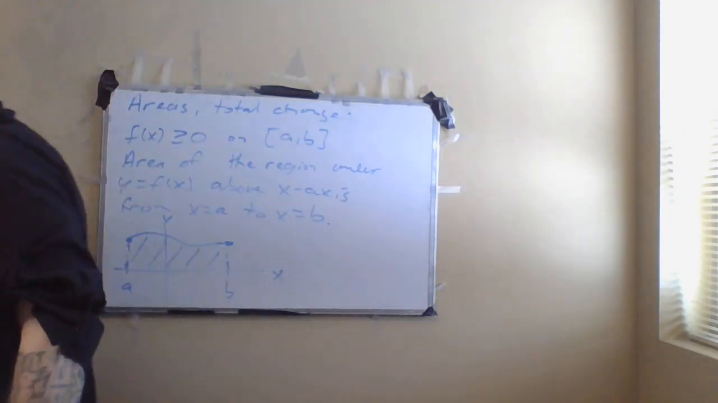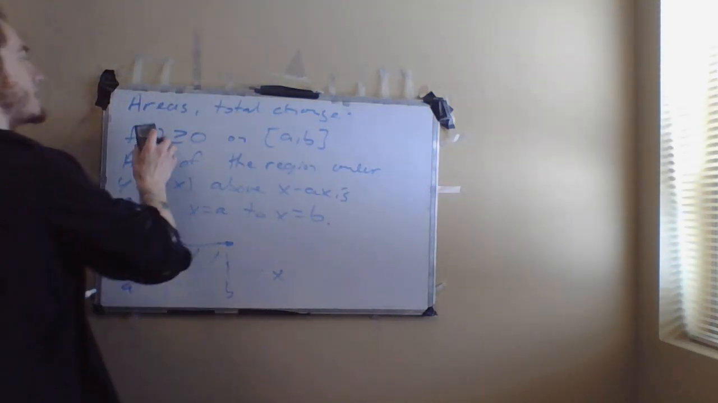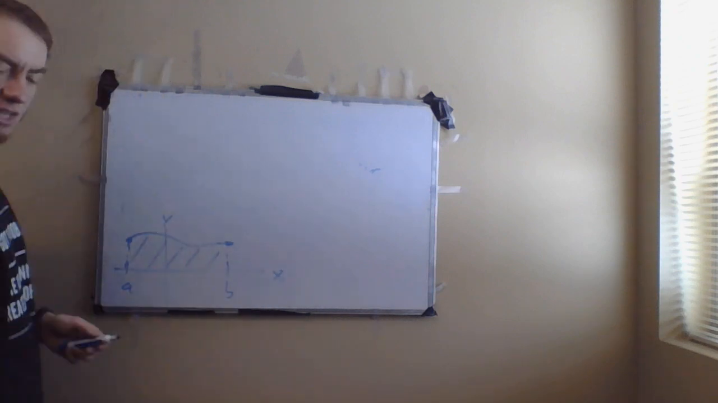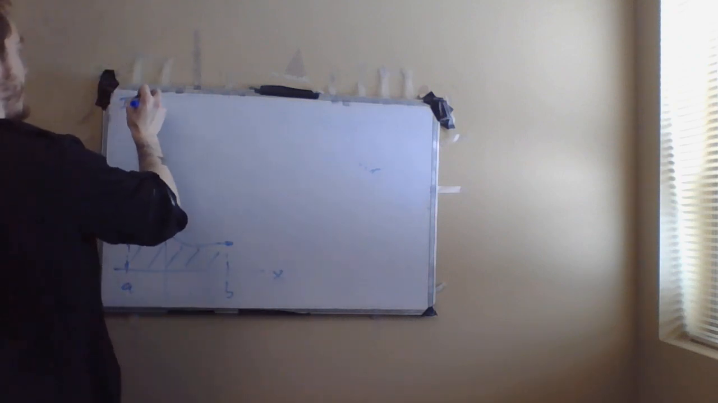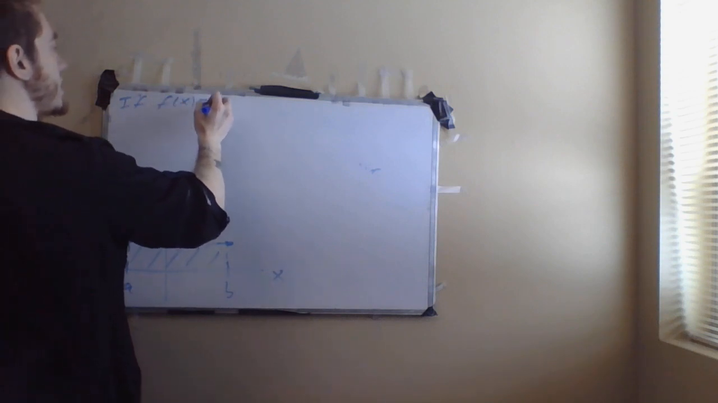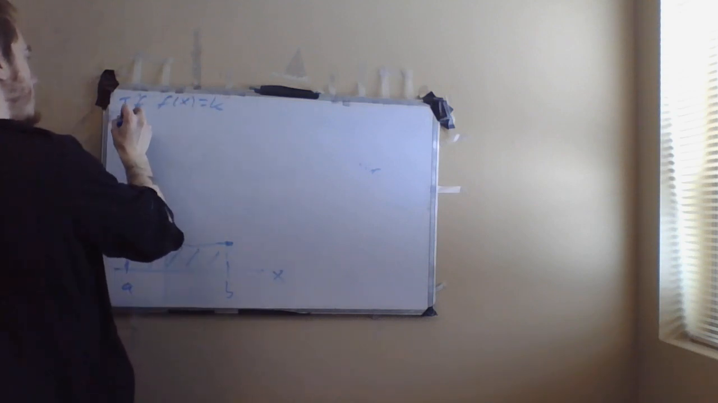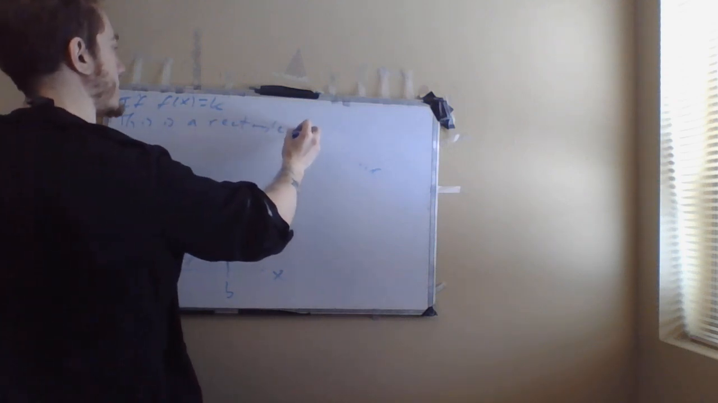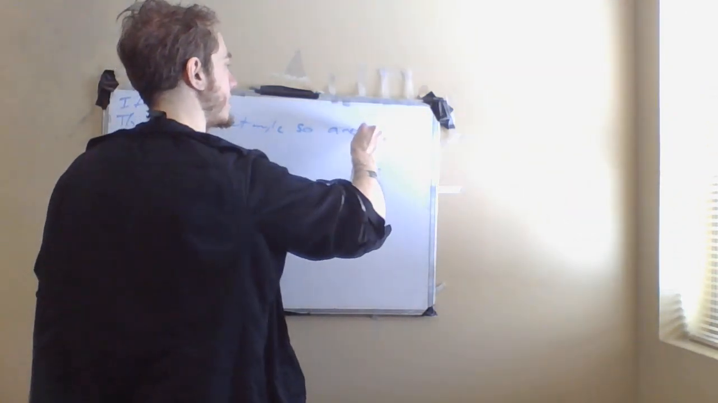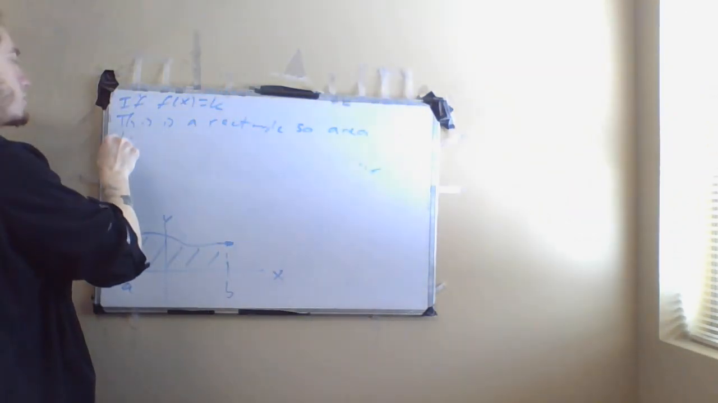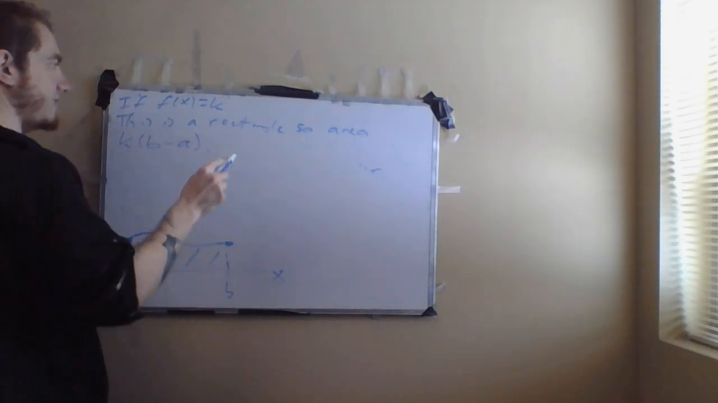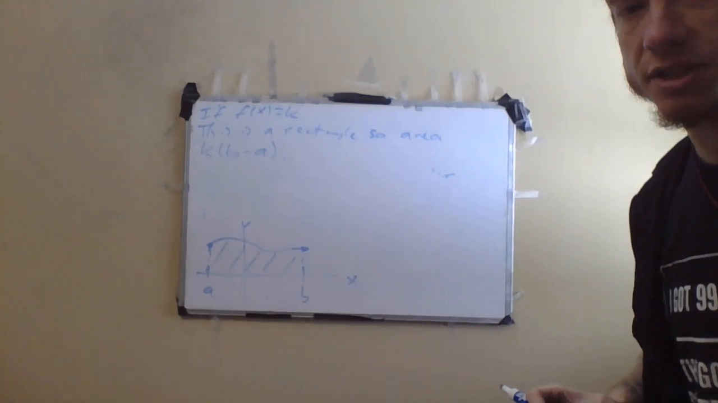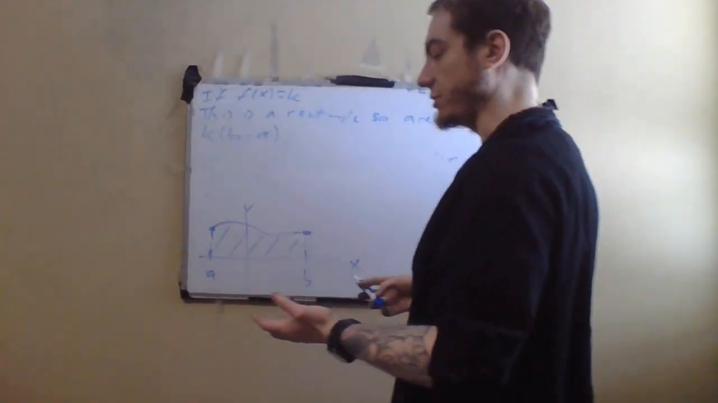Well, let's start off by thinking about the case where f of x is equal to a constant. If f of x is just equal to k, this is a rectangle. So the area should be equal to k times b minus a. Right? That's what we get from rectangles. We know that this is what it should be. There's not really anything tricky going on here.